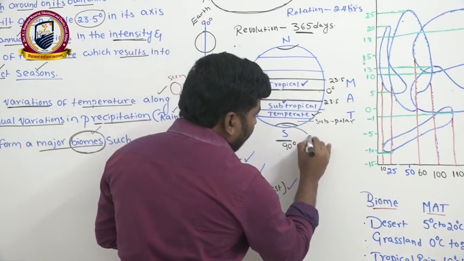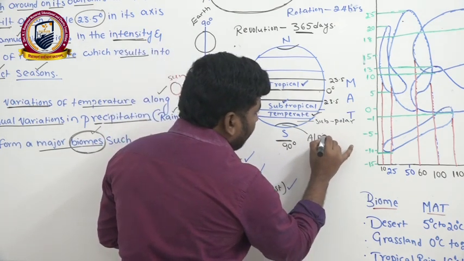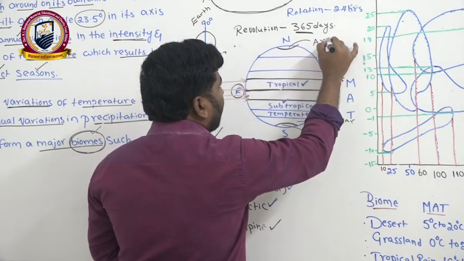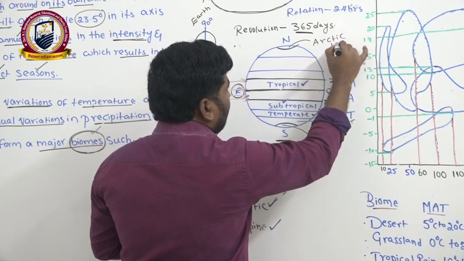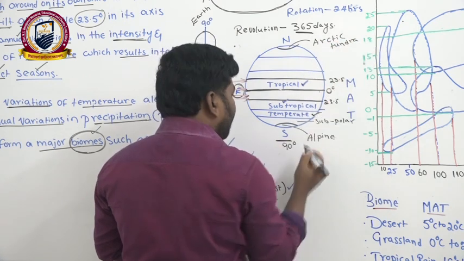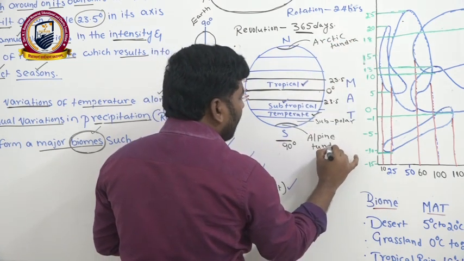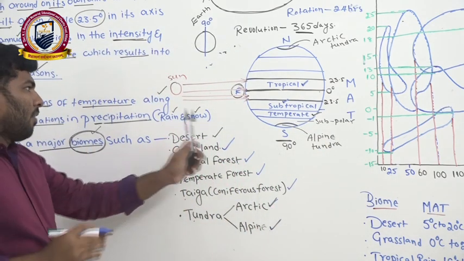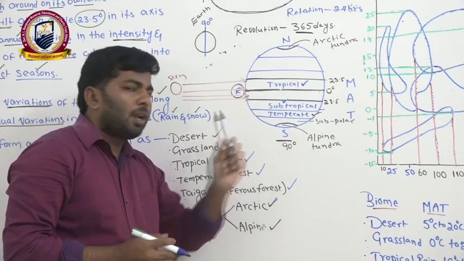Here this area we call alpine tundra. This area we consider as Arctic tundra. Tundra means nothing but the polar region. Now you can see where the different types of biomes are located.